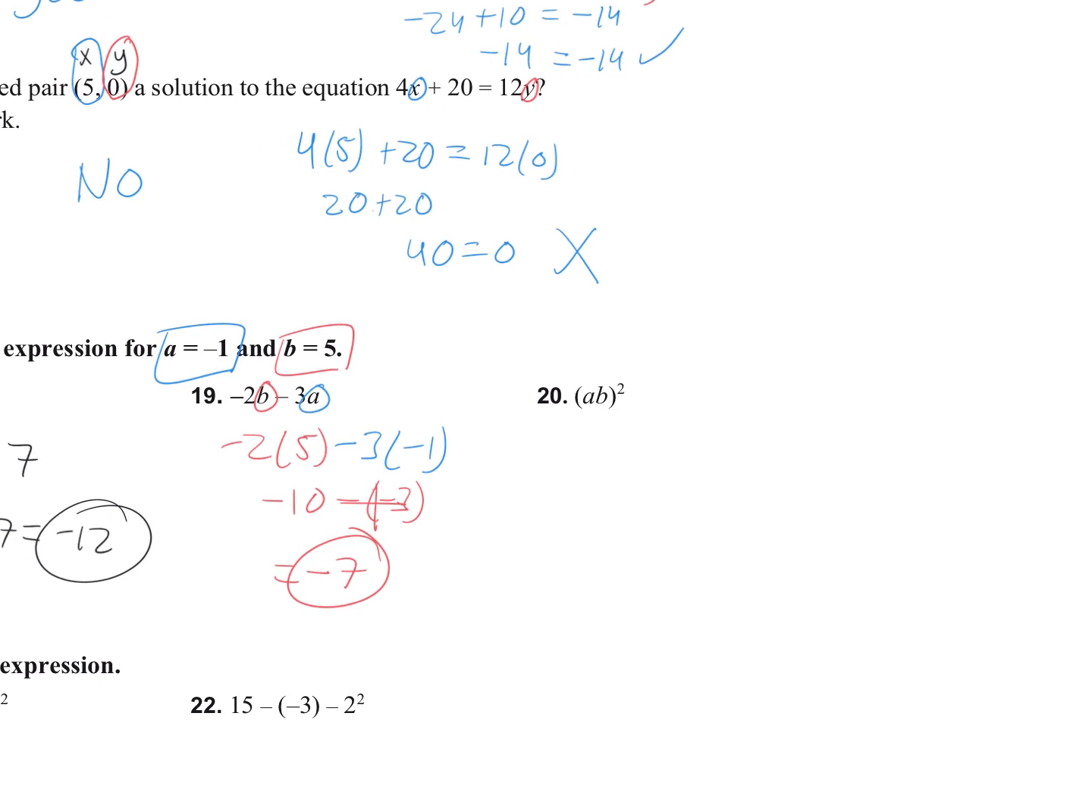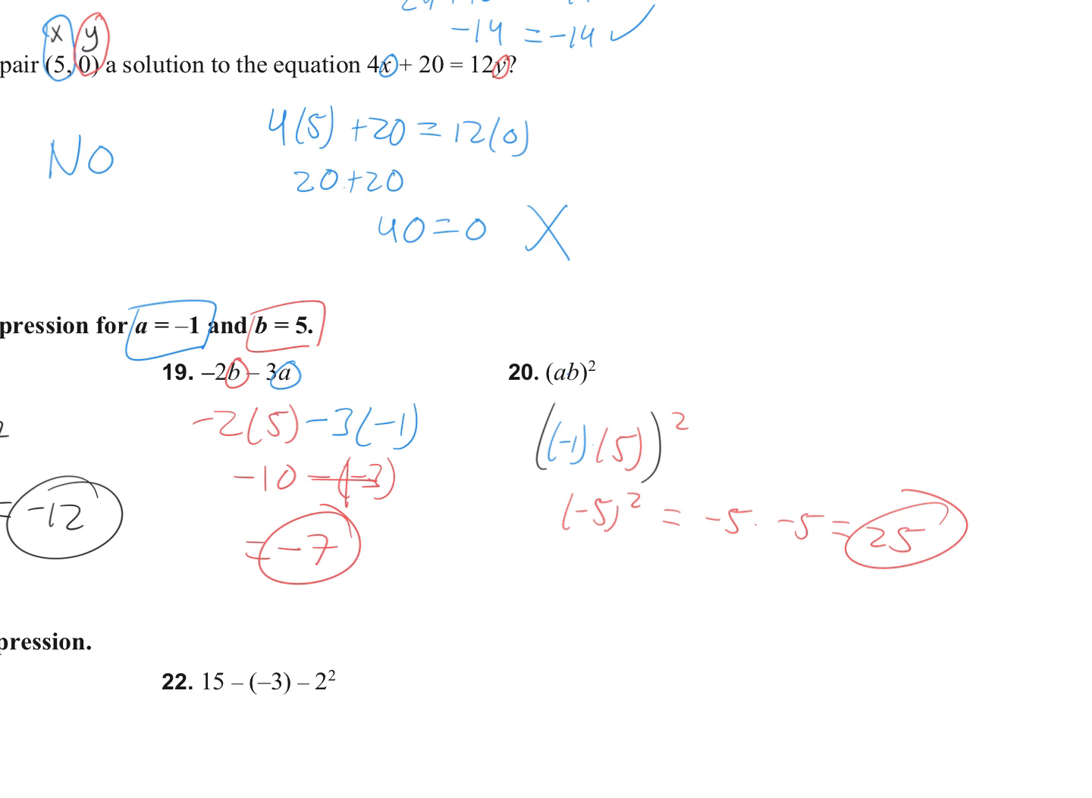And then ab squared. Remember, ab written like this means a times b. If you don't see an operation, it's a multiplication. All right, so then in parentheses, we're going to have -1 times 5, all squared. And the -1 times 5 is -5 squared, right? So the -5 times -5 is going to get you positive 25. All right, so that's your answer for this one.